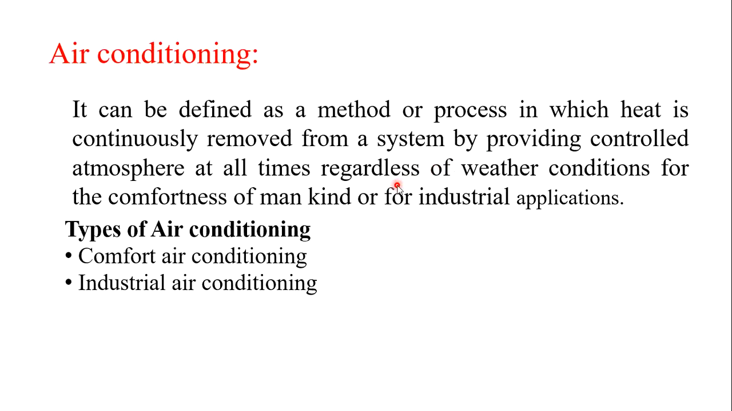The applications of air conditioning may be comfort air conditioning or industrial air conditioning. These are the types of air conditioning. Suppose the air conditioning is used for the comfort of mankind, we call such kind of air conditioning comfort air conditioning. Suppose the air conditioning method is used for industrial applications, then we call such kind of air conditioning industrial air conditioning system. These are the two important types of air conditioning systems.